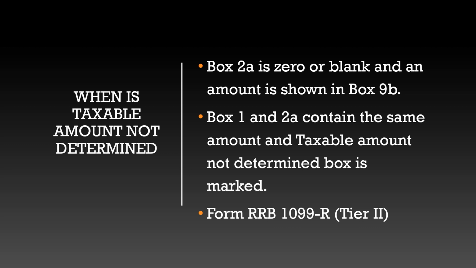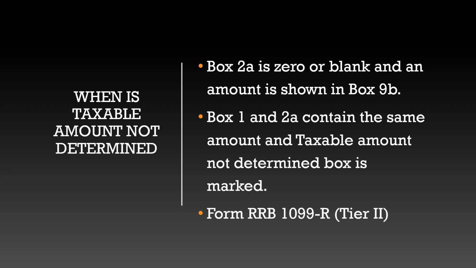So now I know you're wondering, how am I going to know when taxable amount is not determined? When the client brings in their 1099-R, you might see in box 2A, which is for the taxable amount, box 1 is the gross distribution, and then 2A is the taxable amount. It might be 0 or it might be blank, and there's going to be an amount shown in box 9B, which is your total employee contributions box. It could also be that box 1 and 2A have the same amount, and the taxable amount not determined box is marked, and that's in box 2B. So if that taxable amount not determined box is checked, then you know that the taxable amount is not determined. If it's not checked and box 1 and 2A are filled in with the same amount, that just means that the whole distribution is indeed taxable.